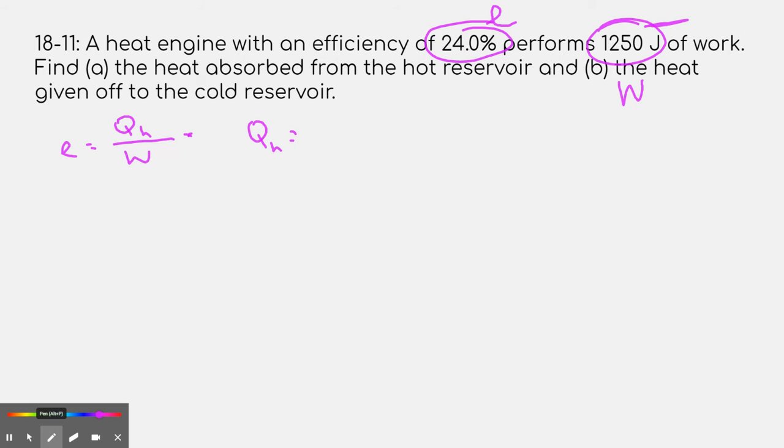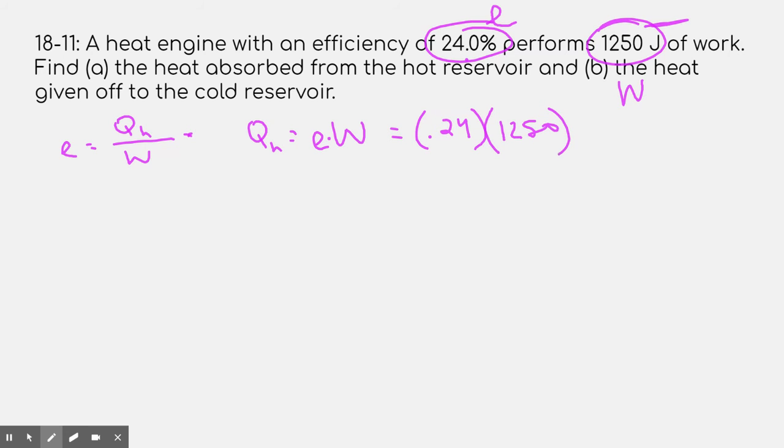Okay, so this is equal to the efficiency times the work. This is a percent, so we need to convert that, 0.24. And then work, which is 1250. And when we do this, we should find the following, which would be 5,210 joules. So that's going to be our QH. That's how much heat is from the hot reservoir.